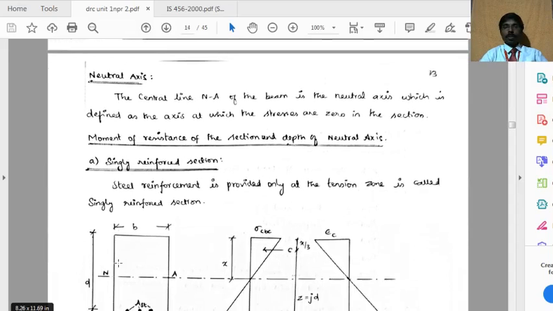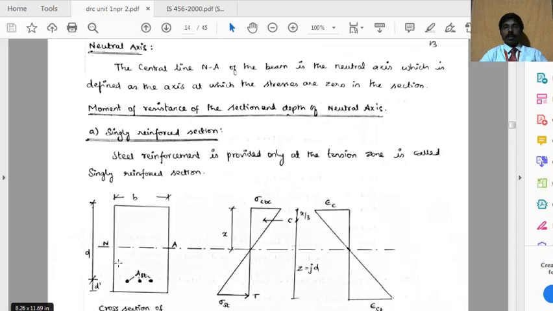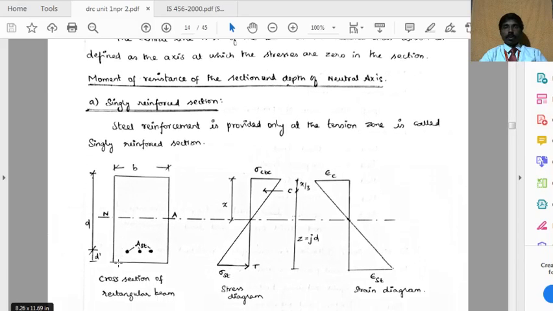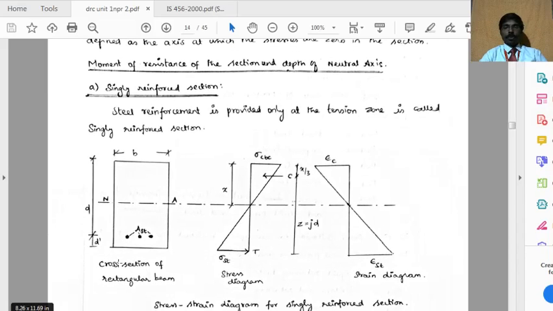Next one is neutral axis. From the stress block diagram, we can see that the dotted line is represented as a neutral axis. At this point, the stresses are found to be 0. The figure shows the stress block diagram for a singly reinforced section.